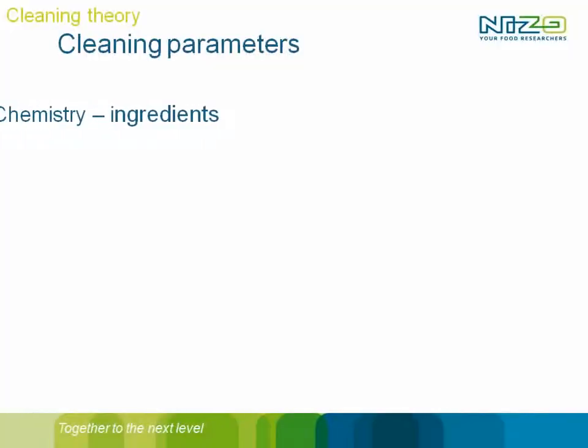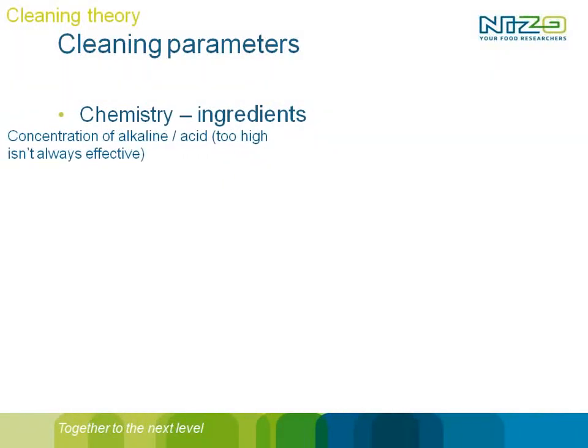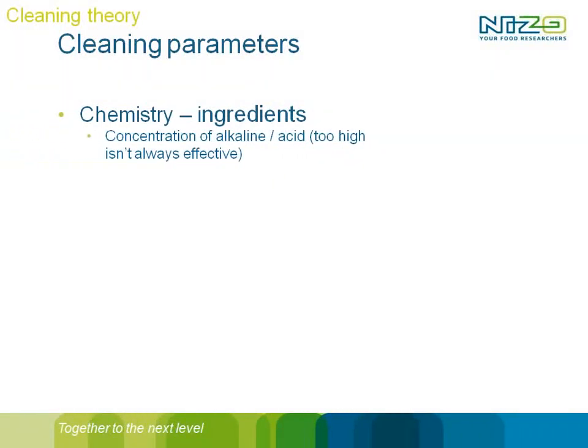So to start with the chemistry, we have various ingredients that can be used to do CIP, cleaning in place. First of all, it's very important to see what the concentration is. It's very important not to increase that concentration too high, because of course it costs more money: double the concentration, double the cost of chemicals, but also the effectiveness isn't always increasing as much as you would expect.